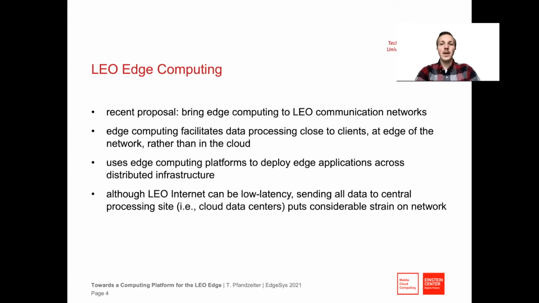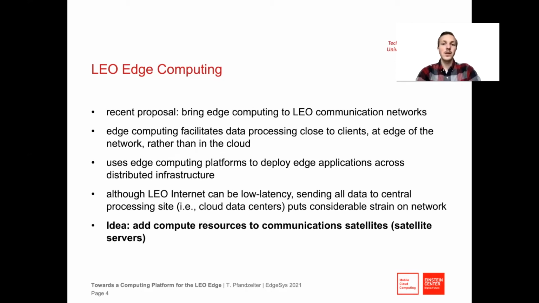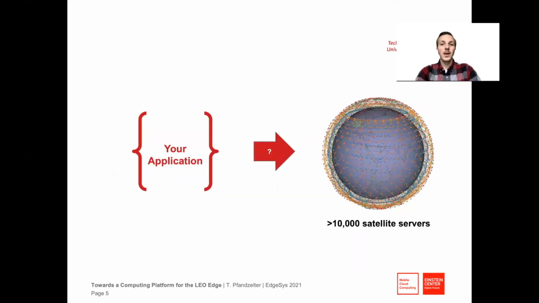Now, even though latency may not be a big issue in global LEO communications, sending all data to a central processing location over the network still puts a considerable strain on the satellite network. So the idea is simple. Let's add compute resources to the communication satellites that provide our internet uplink. But how will you as a developer possibly deploy your applications to tens of thousands of satellite servers?